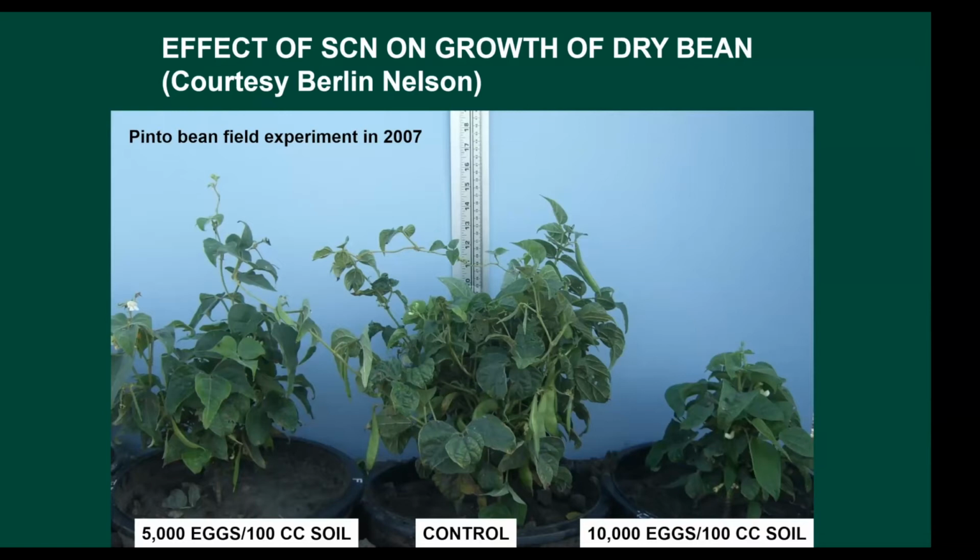The center one is a control, so there's no SCN in this pot. Beans look nice, healthy. The one on the left has got 5,000 eggs per 100 cc's of soil. So that 5,000 egg level is kind of a low level positive, medium level positive. And that pinto doesn't look so hot anymore. And then on the right, you have 10,000 eggs per 100 cc's. And that bean is struggling. And so just keep those numbers in mind as we go through this.